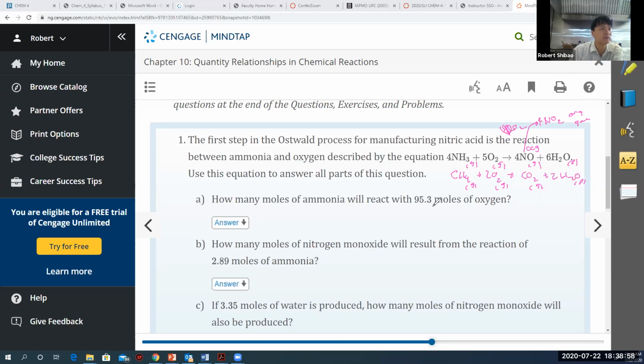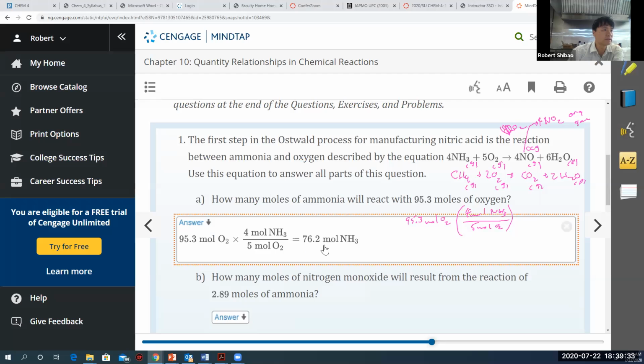So how many moles of ammonia will react with 95.3 moles of oxygen? And so we just need the mole ratio. So this is a mole to mole conversion. 95.3 moles of O2. What's the mole ratio? The mole ratio is 4 moles of ammonia for every 5 moles of O2. And so we just times this by 4/5. What does that equal? 76.2 moles.